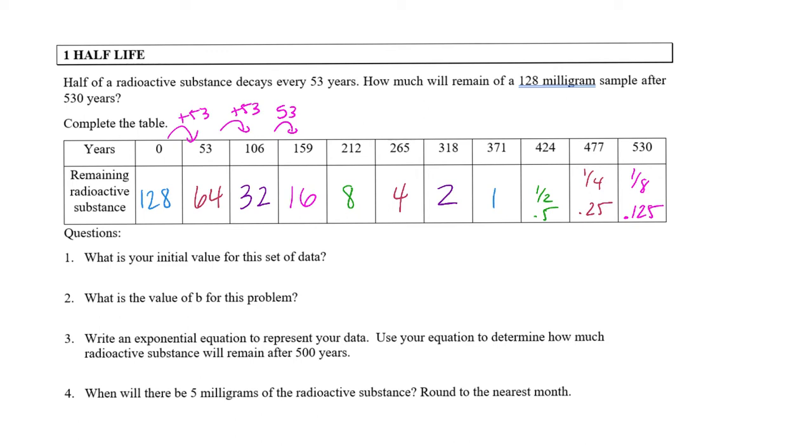All right, first question. What is the initial value for this set of data? So how much did we have at the very beginning? 128 milligrams. What is the value of B? So what is happening? Every 53 years, it's cutting in half. So B is our rate of change, or our growth or decay rate. So it's going to be 1/2, because we have half every 53 years.